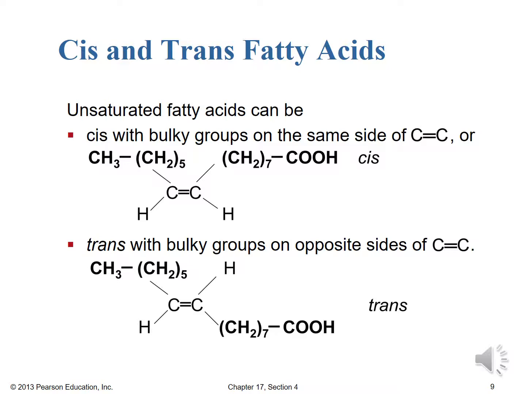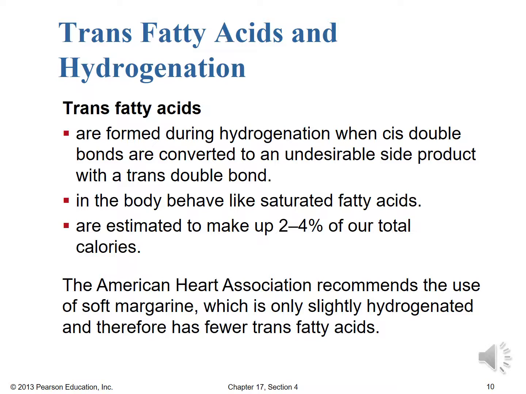whereas cis fatty acids that are made in nature are much bulkier and seem to be much better tolerated by the human body. So as we've already discussed, the trans fatty acids get formed when you're doing an incomplete hydrogenation, a partial hydrogenation of a substance containing multiple double bonds, where you convert some of those double bonds into single bonds, but other double bonds, cis double bonds, get converted into trans double bonds. So in the body, these behave like saturated fatty acids. They're estimated to make up about 2 to 4% of the total calories people consume.